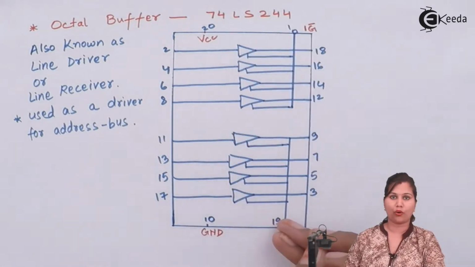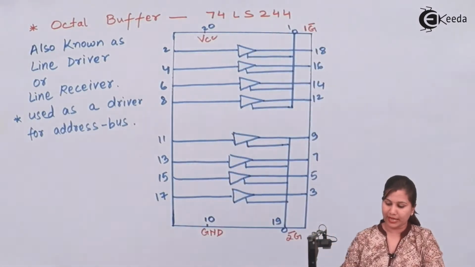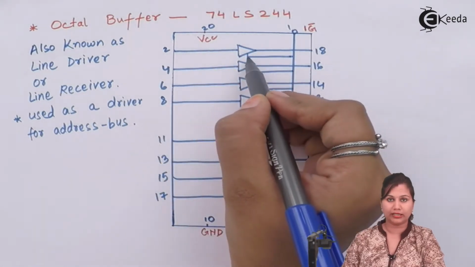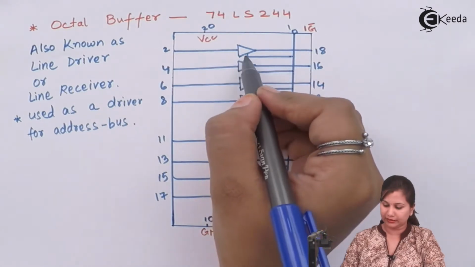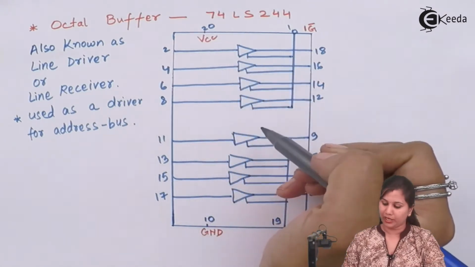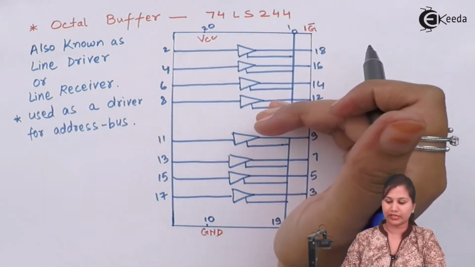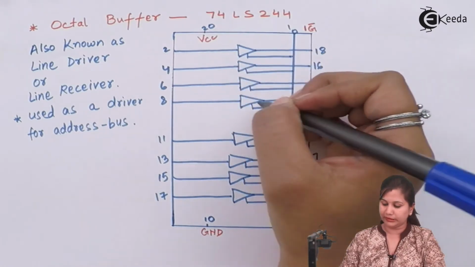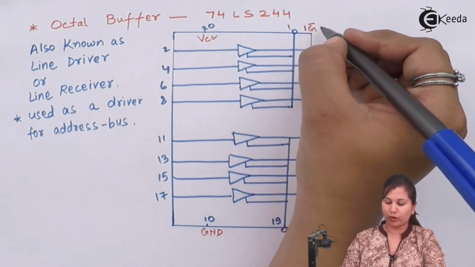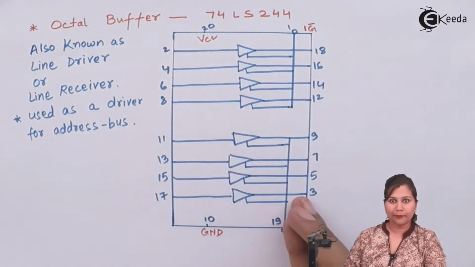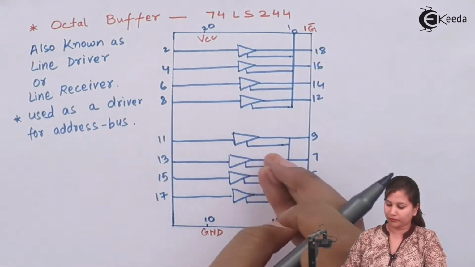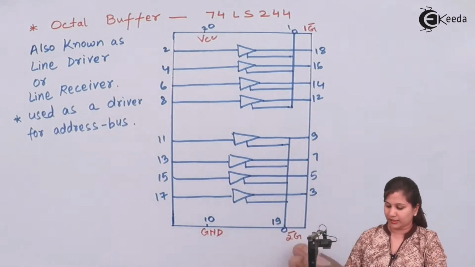Now in the pin diagram, you can see that there are 8 buffers which are divided into 2 groups of 4 buffers, and each buffer has 3 lines. One is the input line, one is the output line, and the third line is the enable line. The upper 4 buffers have a common enable line, which is the 1G bar, and the lower 4 buffers have a common enable line, which is called the 2G bar.